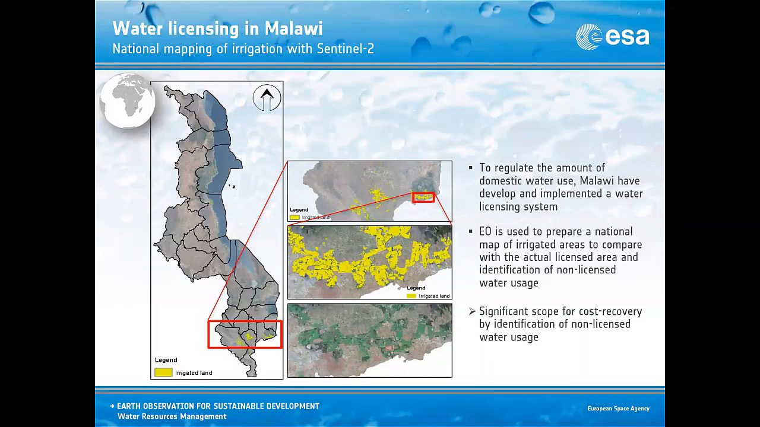Actually, an implementation of Earth observation for such a purpose seems to have a significant scope for cost recovery. At least in Malawi, we estimate the possibility of increasing the license fees by up to 75% if they had a better information base in terms of where agricultural water use is taking place.